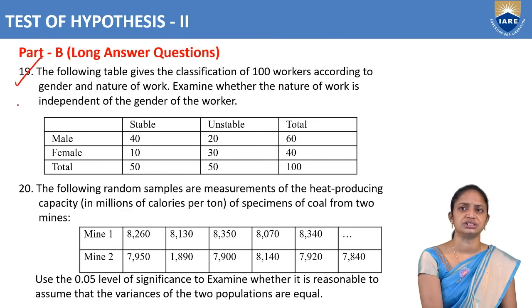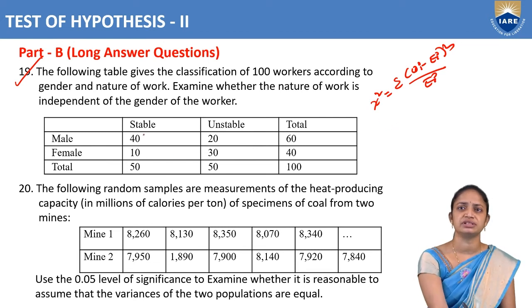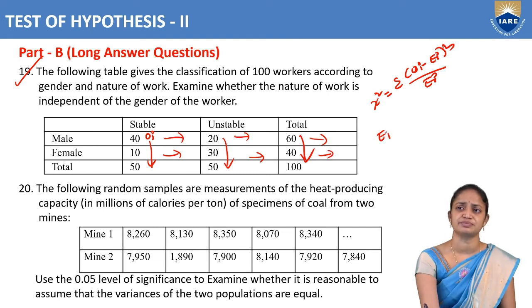So coming to the 19th question, the following table gives the classification of 100 workers according to the gender and nature of the work. Examine whether the nature of work is independent of the gender of the worker. Here they have given some rows and columns, so we have to use the chi-square distribution, summation of (yi minus ei) whole square by ei. The given frequencies are observed frequencies, the y values. If you take column wise, you have to take column wise in the expected frequencies also. If we take row wise, we have to take row wise in expected frequencies. But how to find the expected frequencies here?